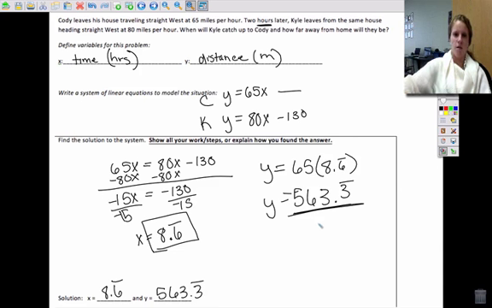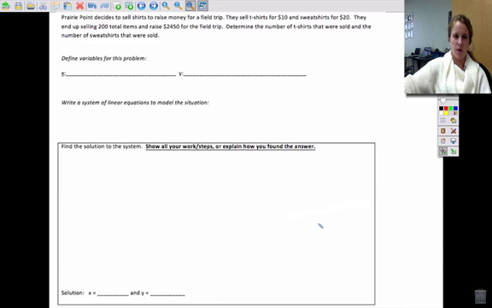Okay, so let's turn the page around and talk about Prairie Point. This is a little different type of system. They decide to sell shirts to raise money for a field trip. They sell t-shirts for $10, sweatshirts for $20. They end up selling 200 items total.